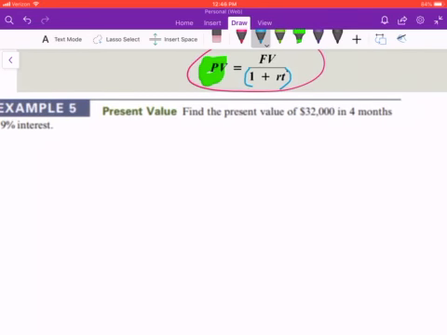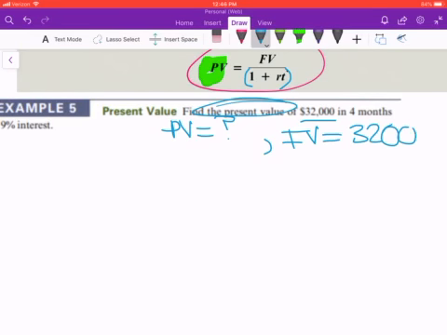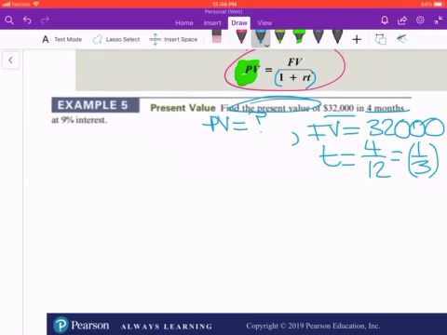So we have, find the present value, so that is our question, of $32,000. So that was the future value. In 4 months, so our time is in months, not in years, so it's 4 over 12, or we could say 1/3 as well. And the rate is right here, 9% interest, so remember we have to divide by 100, so it's 0.09.